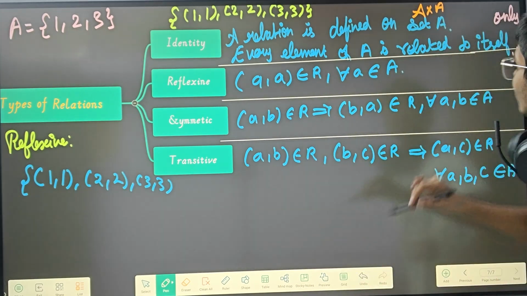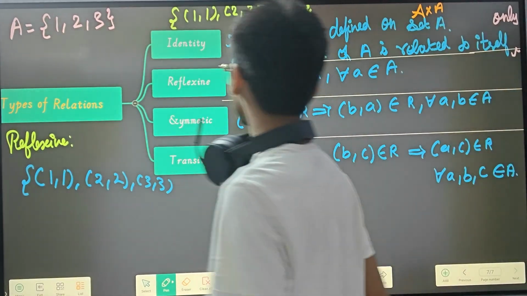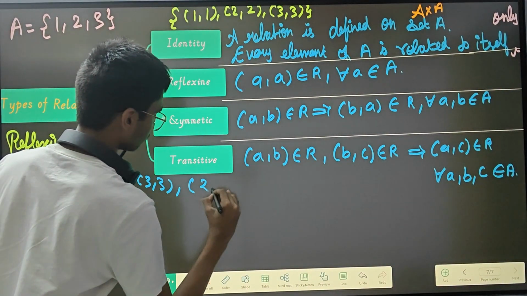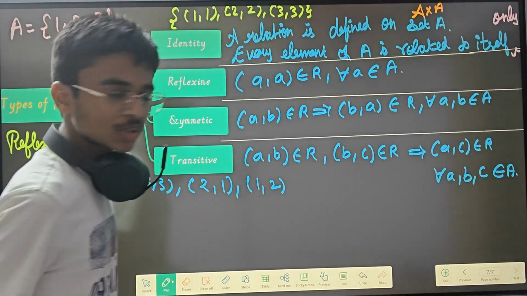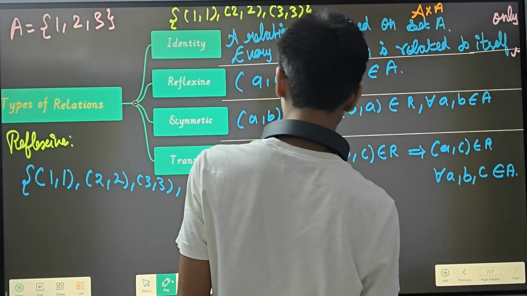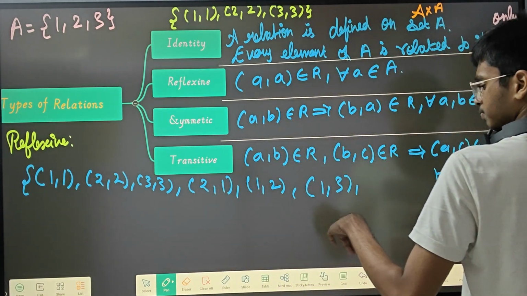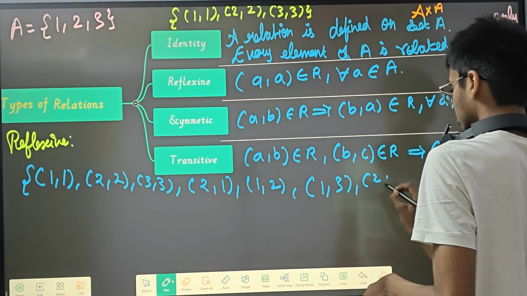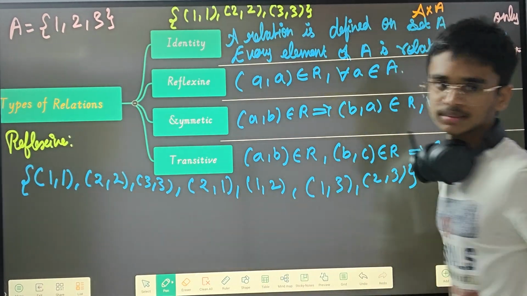Here the word "only" is not there. So here you can also write (2,1), (1,2), or (1,3), and you can also write (2,3). Like this you can write.